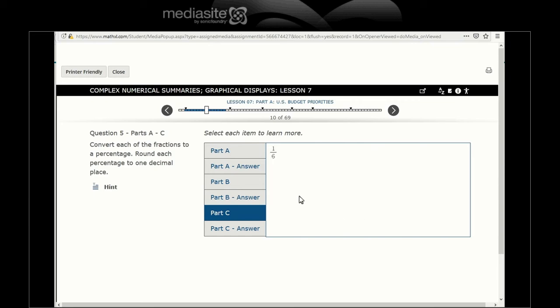Oh, 1/6. Since I know 6 does not go into 100 evenly, I'll just take 1 and divide by 6, and so forth. Multiply by 100%.